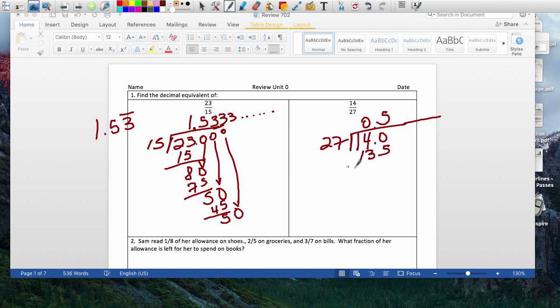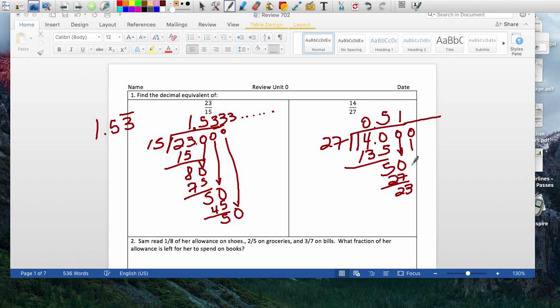Subtract, you have 5 left over. Put a 0, put a 1. So it's 2. 54. Definitely not 2 then. Sorry. So that's 1. So it's 27. I have 23 left over.